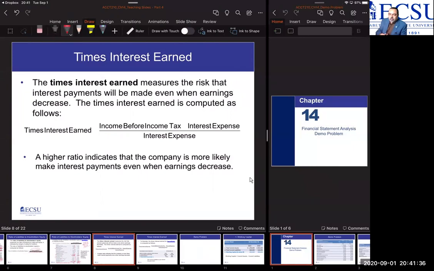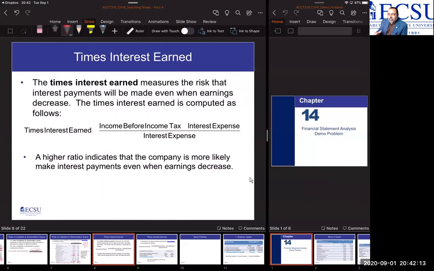So what the users would be looking at in the company's balance sheet and income statement is how much interest the company has to pay. That is why we try to find out the amount of interest the companies have to pay, and how much income is being made. So a higher ratio will indicate that the company is more likely to make interest payments even when earnings decrease.